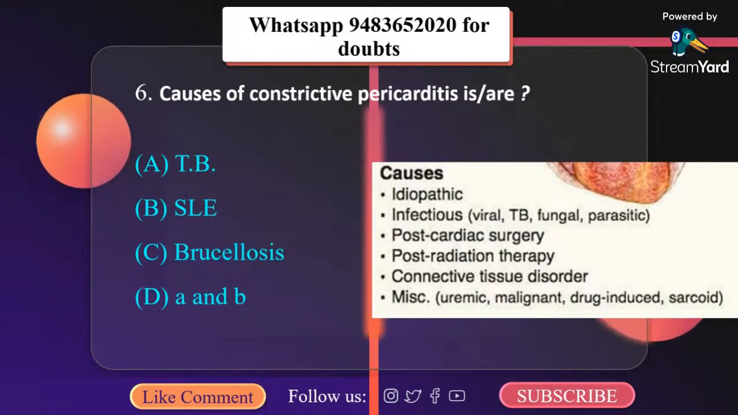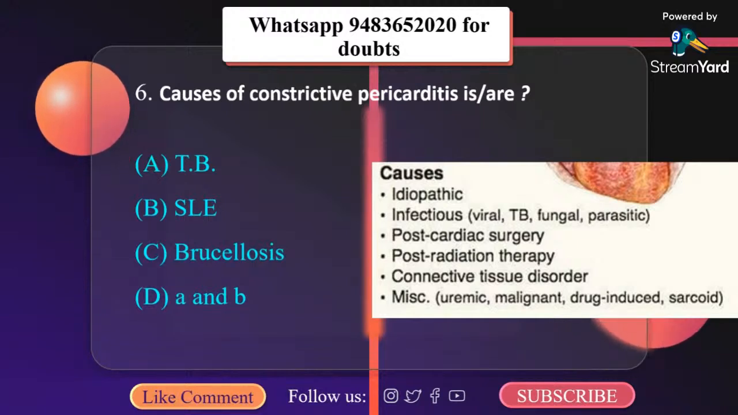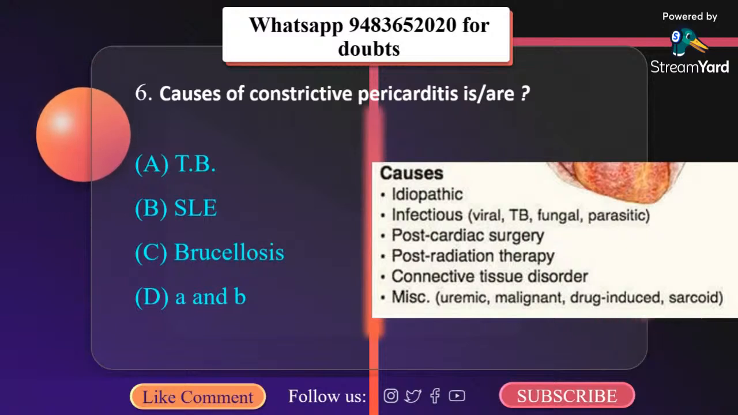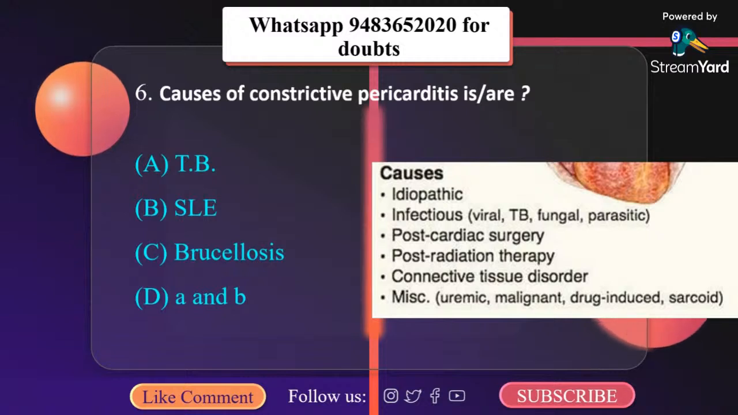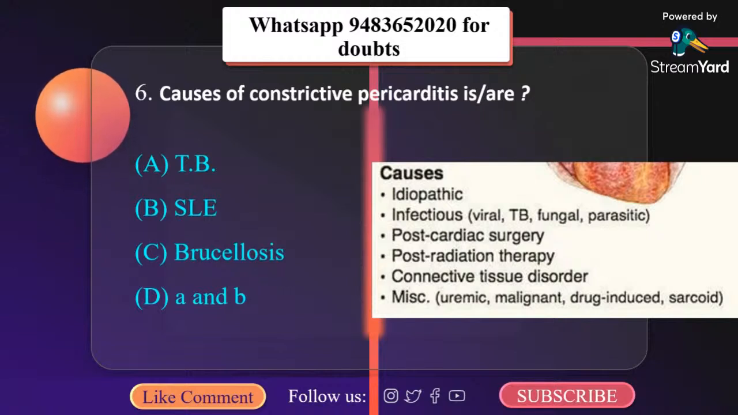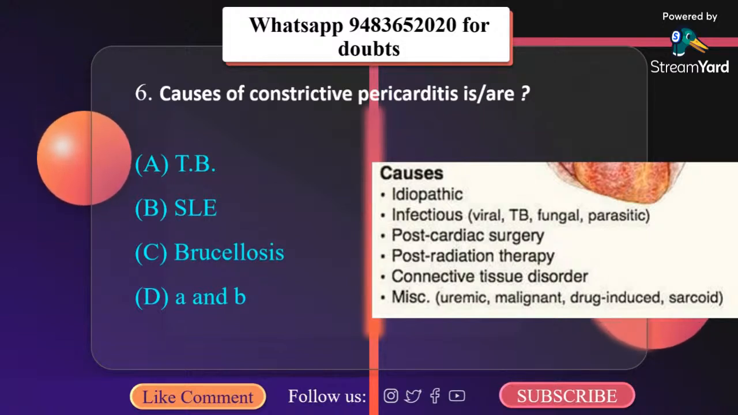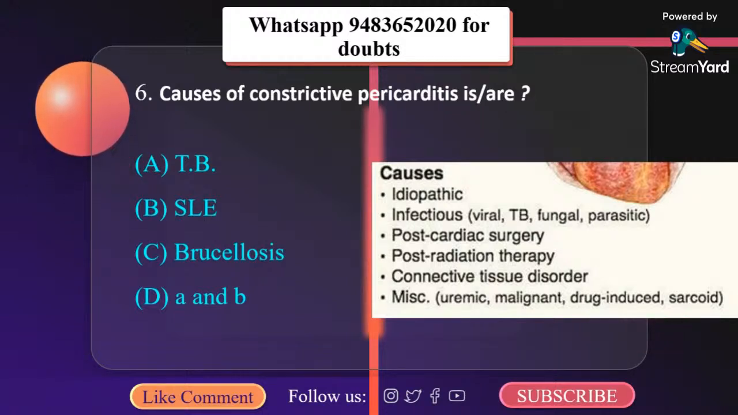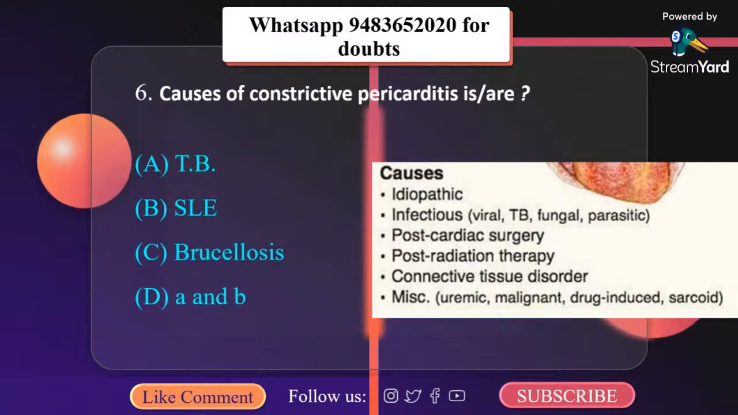Causes of constrictive pericarditis are A. TB, B. SLE, C. Brucellosis, D. A and B. The causes of constrictive pericarditis are idiopathic, infectious, viral, TB, fungal, parasitic, post-cardiac surgery, post-radiation therapy, connective tissue disorders, uremia, malignancy, drug-induced, sarcoidosis.